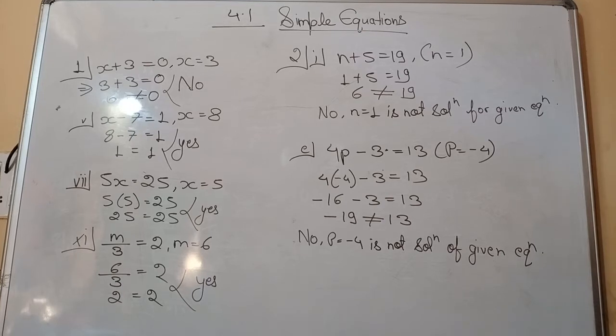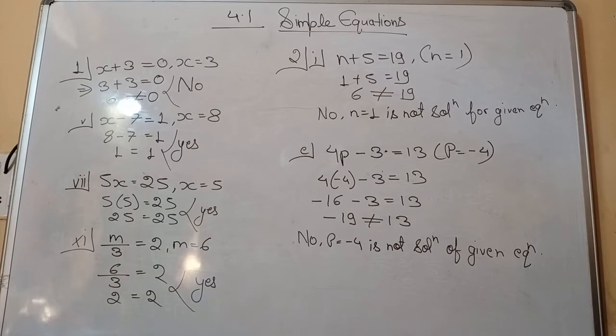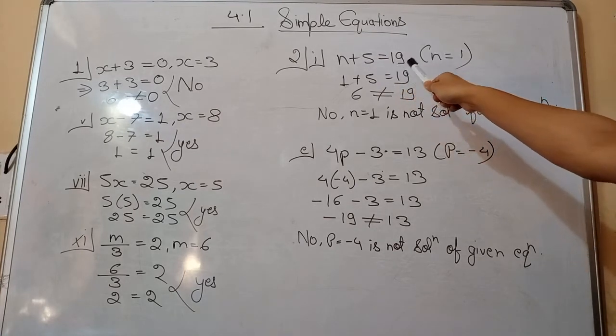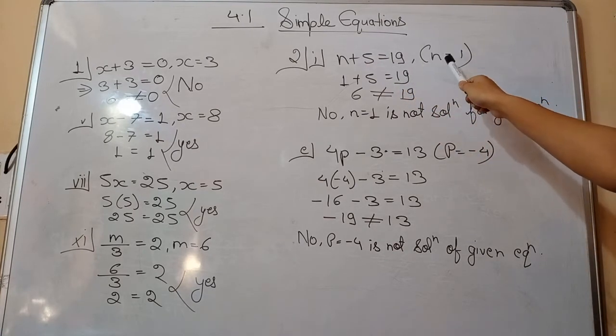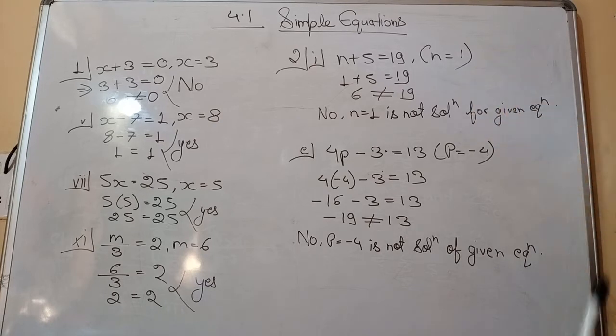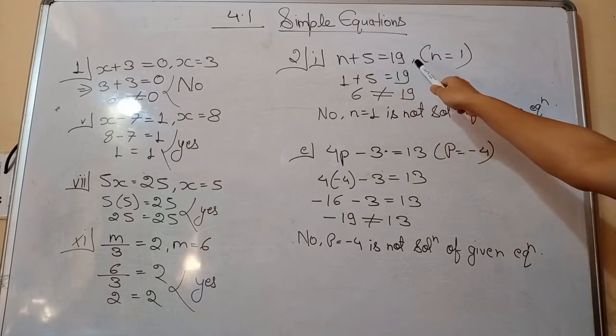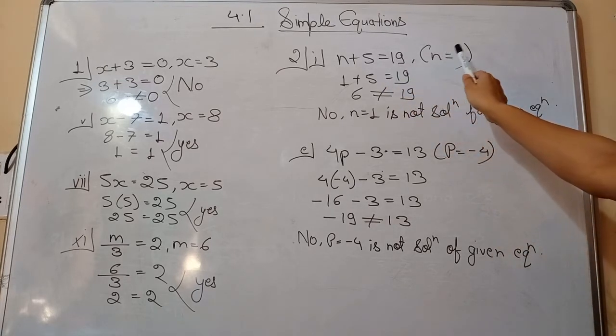Now see question number 2, option number 1. n plus 5 equal to 15. And here in the bracket what is the value of n given? Always remember that the value of variables is only given inside the bracket, and you have to change the value of the variable only. The rest of the equation you have to write as it is. So n plus 5 equal to 15. In place of n what do we have to put in the equation?